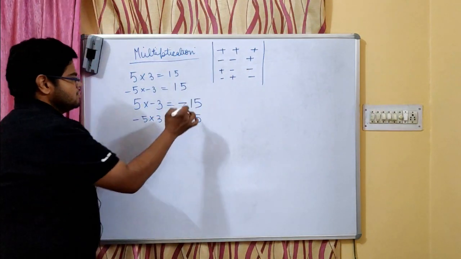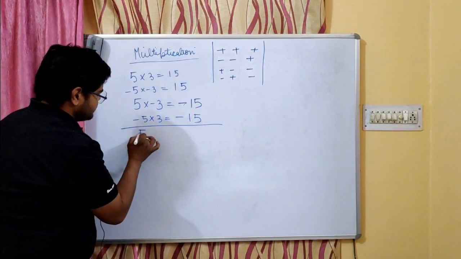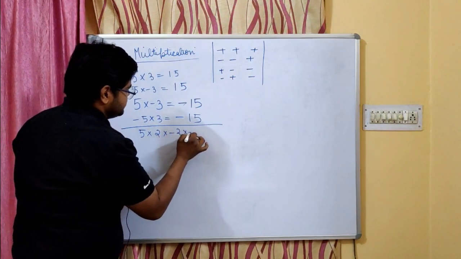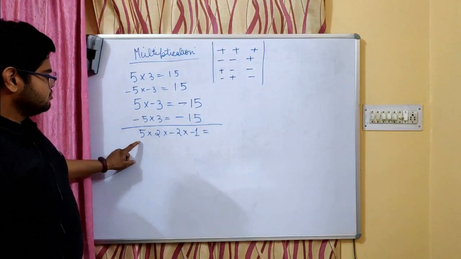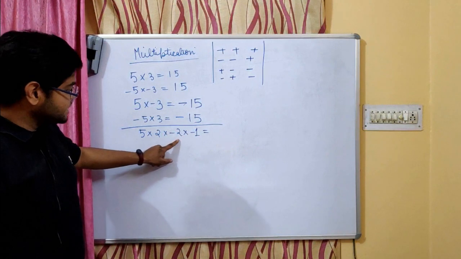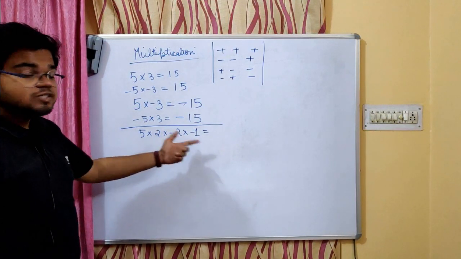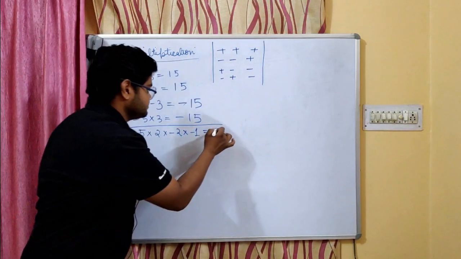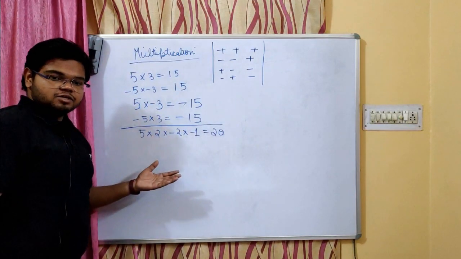Now we can look into one more example. So 5 into 2 into minus 2 into minus 1. Now here, what will you do? Firstly, we will multiply 5 into 2, 10. 10 into minus 2, minus 20. And minus 20 into minus 1, minus minus will become plus, then the end result will be 20. So these are the examples of multiplication of integers.